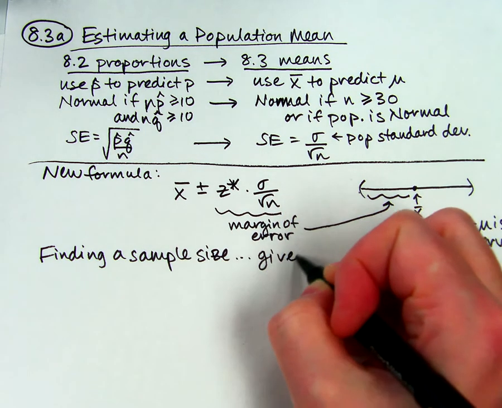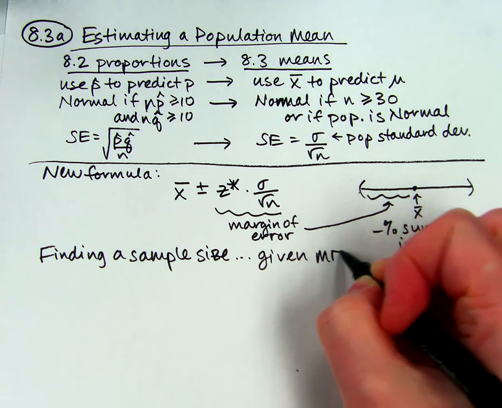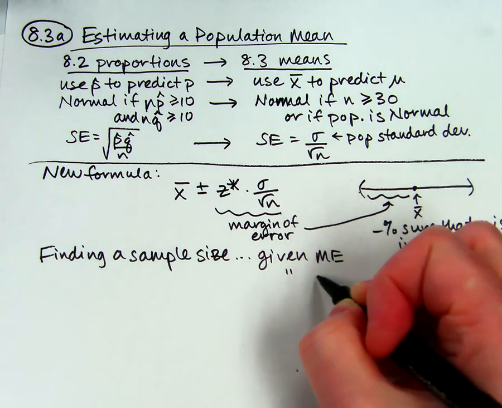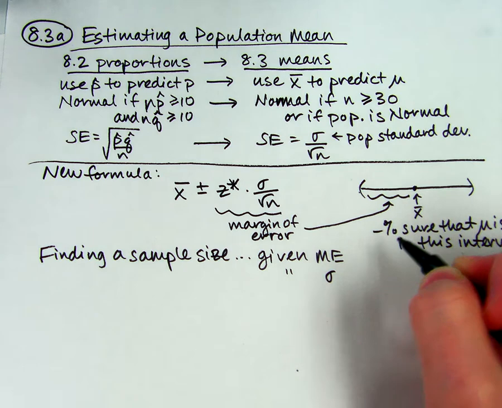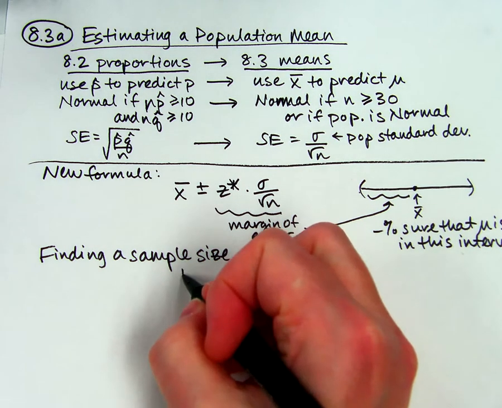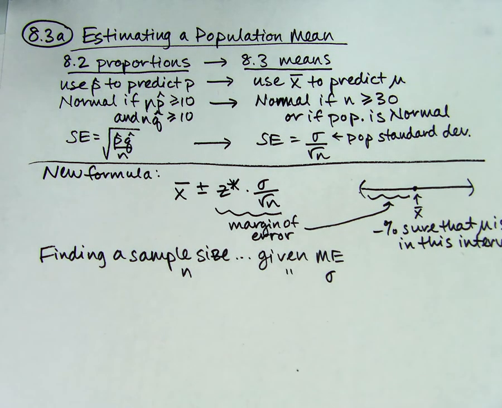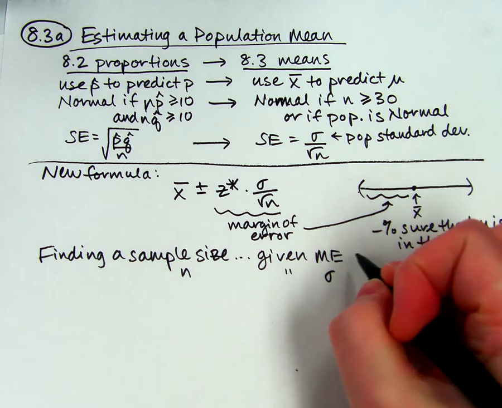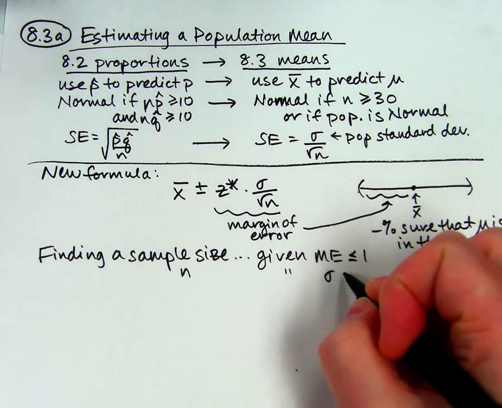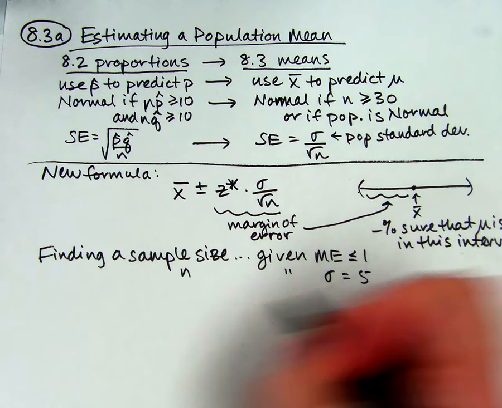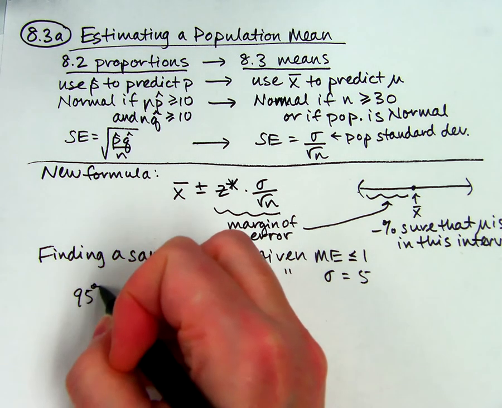You'd have to be given the margin of error, and you'd have to be given sigma, and then you could find sample size, which is n. So we're going to do a problem like that first, and then we'll get to the more realistic situation, which is what if you don't know sigma? So to find a sample size, let's say we want our margin of error to be less than or equal to 1, and we know that our sigma is 5, and we want to have 95% confidence.